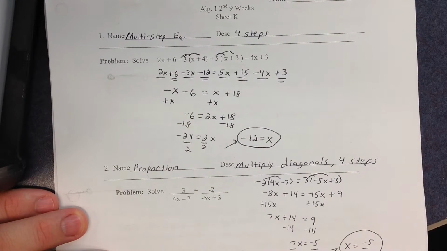Okay, these are the answers to the test you took on worksheet K, and some common mistakes or just some words that you need to understand. One, again, is a multi-step equation, 4 steps.